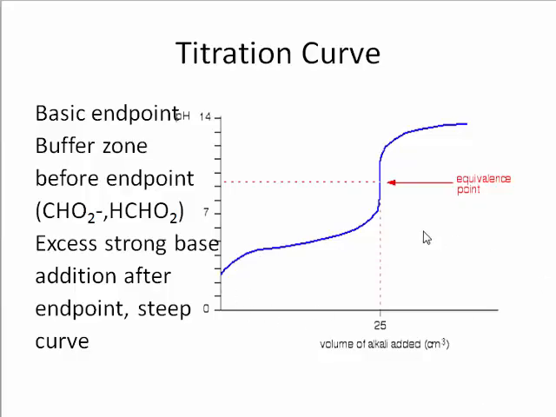Alright, so if you titrate a weak acid, your endpoint will be basic, greater than 7. You have a buffer zone before the endpoint. We have not done any calculations, but the buffer zone will be a combination of formate and formic acid. So again, we have a gently sloping curve here, and then after we are adding strong base after the endpoint, once again we see a steep curve that flattens out.